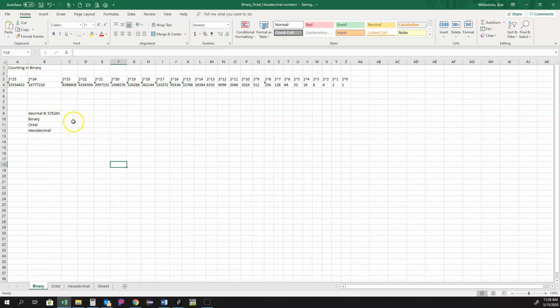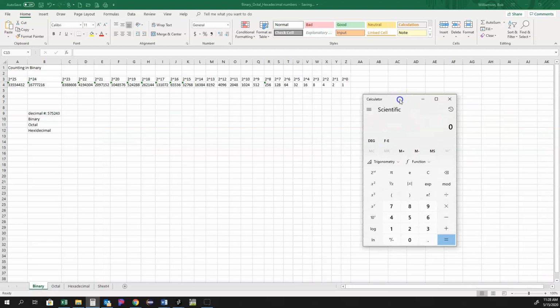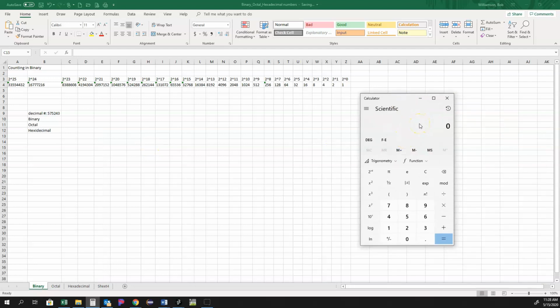All right, so we need to find the largest value I can take. So I have 575,243. If I go through my number line trying to take the largest value I can, I'm coming way over here. Okay, 524,288, I can take that. So on a calculator, let's just do this so I don't make any mistakes. I have my value that I'm working with in decimal, minus out the largest value I can, which is 524,288. So I have a remainder now.